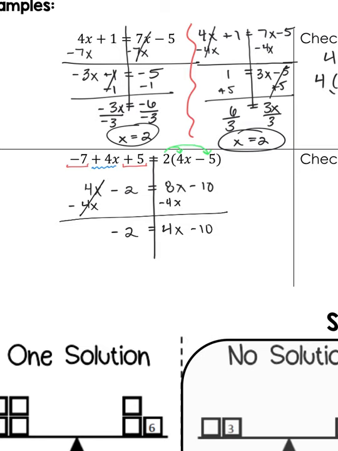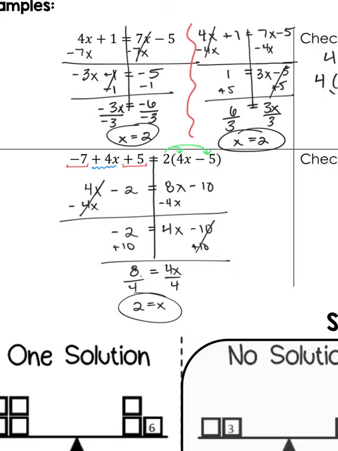Now I have a two-step equation. My first step will be to add 10 to both sides. -2 plus 10 is 12. Bring down, oh no it's not. Nope, definitely not. -2 plus 10 is 8. And I'll bring down my 4x on this side. Now both sides have to be divided by 4. And x equals 2.